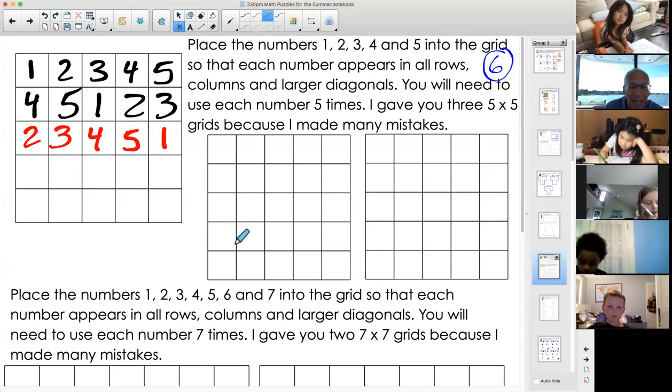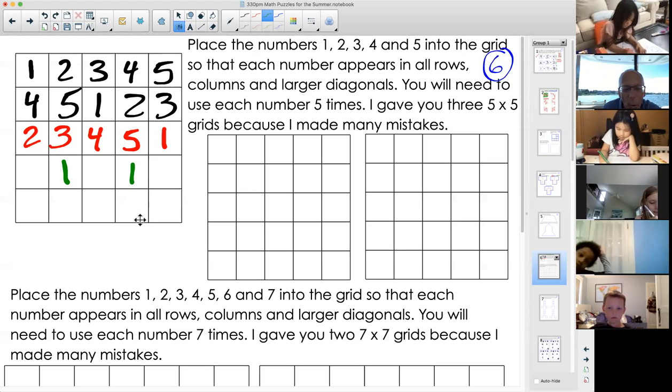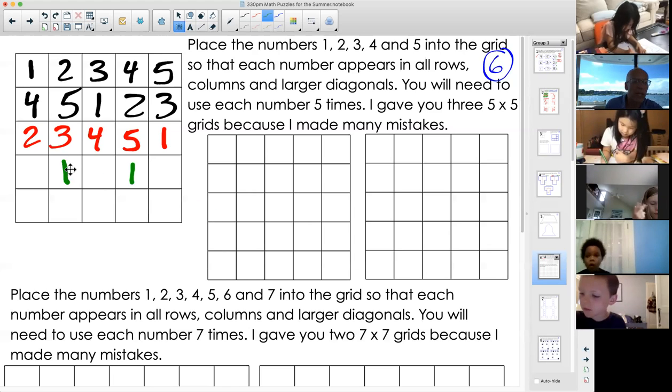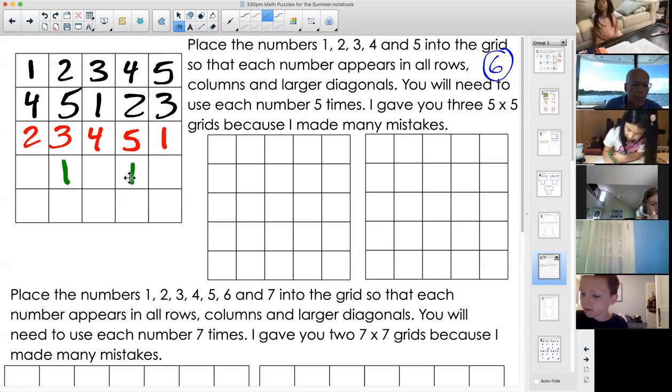Now I need somebody to tell me, where does the next one go? I was thinking that we only have 2 places left. It could go either here or here, the 2nd or the 4th. Who can give me a guess as to which one to use? Cam, go for it. Give me your idea. 1 in column 2 or column 4, Cam?